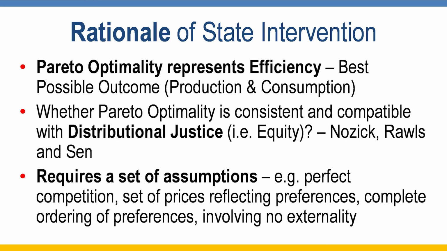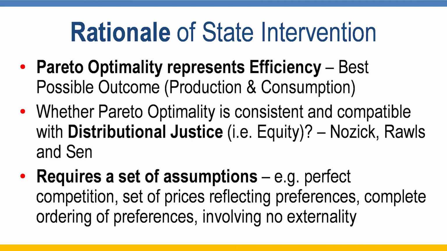Now the question comes here whether this Pareto optimality is consistent and compatible with distributional justice, that is, equity. We have a whole body of economics where this question is studied and examined in some detail. For instance, Robert Nozick, John Rawls, Amartya Sen are highly influenced by this question. Their engagement with it gives a lot of useful insights and literature that are being followed up by different economists. And in all these discussions, we have arrived at a sort of consensus that it requires a set of assumptions, that it can be compatible in some sense.